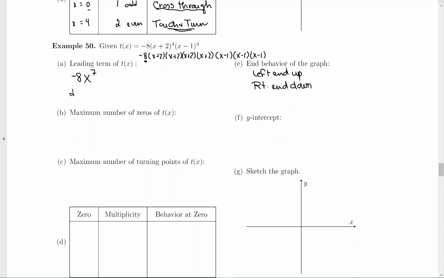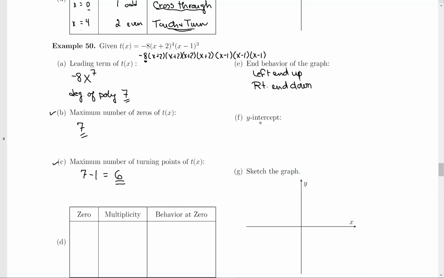The degree of this polynomial is 7. Knowing that, I can answer part B and part C. Maximum number of zeros, the most x-intercepts I can have, is 7. And the maximum number of turning points, the most that you can have is 7 minus 1, or 6 turning points.